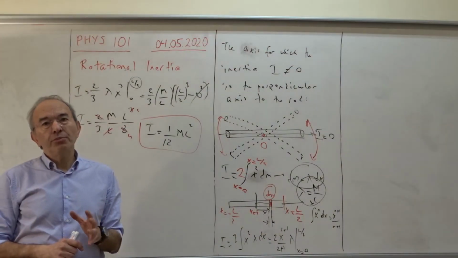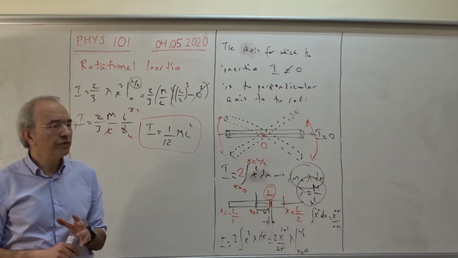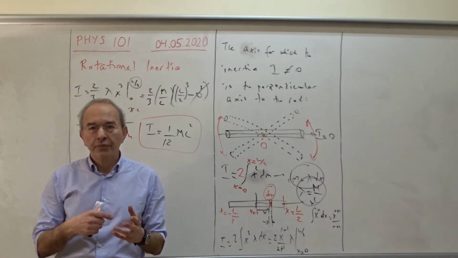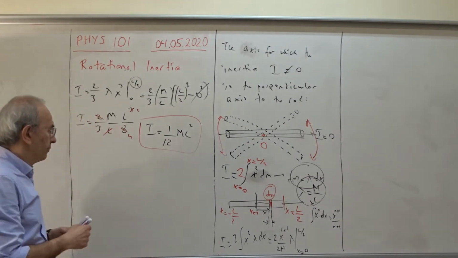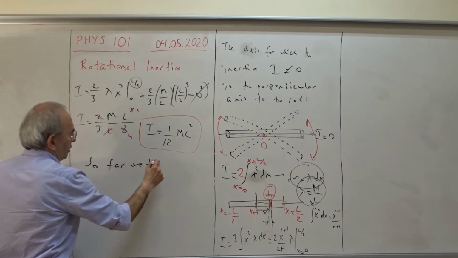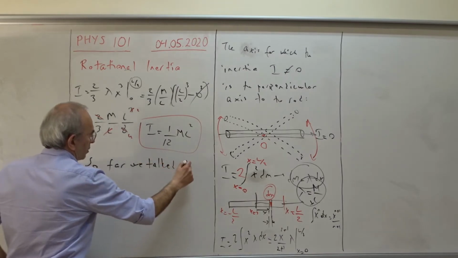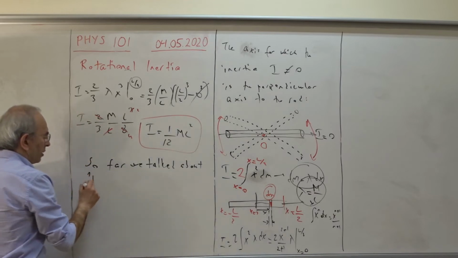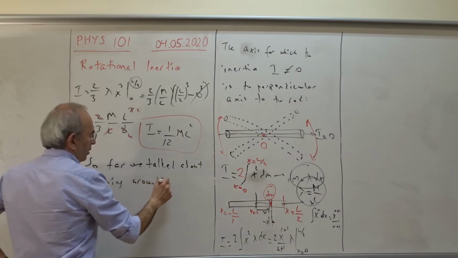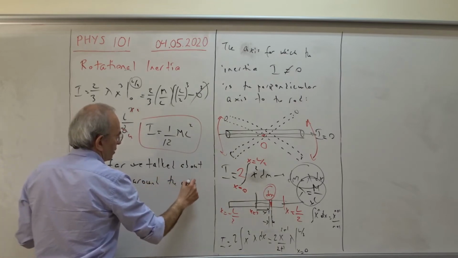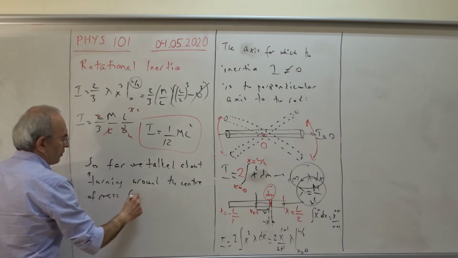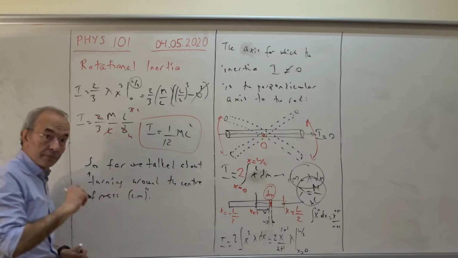Now let's consider another important point. So far, we talked about turning around the midpoint, around the center. So far, we talked about turning around the center of mass. Remember the abbreviation CM, center of mass.